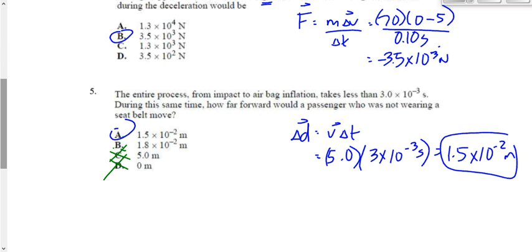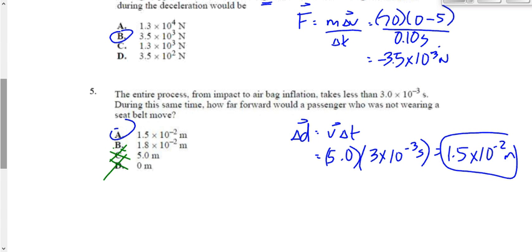How is it that you could eliminate D? Like, how do you know that D is wrong? Just by looking at it. Yeah? If you're not wearing a seatbelt and you keep going at a certain speed, your displacement can't be 0. No matter how short the time interval is, you must have a displacement, right? So it can't be 0.